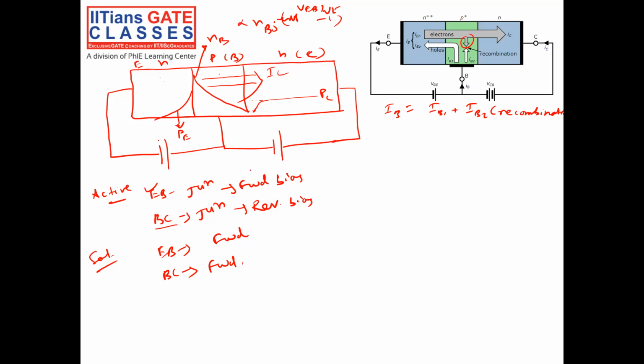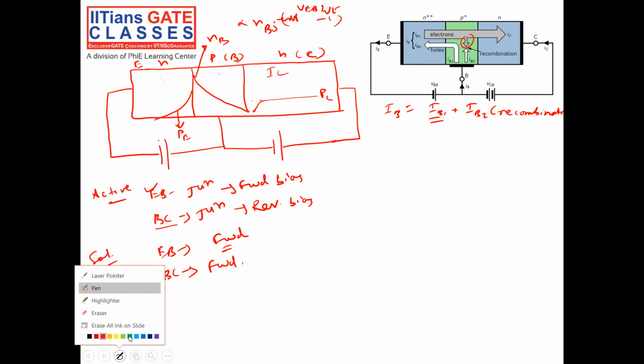So what will happen? You see, the carriers injected from emitter to base will remain the same because it is forward bias, same as previously. So the injection of carriers from emitter to base will remain the same, right? Similarly, the injection of current from base to emitter also will remain the same. So this will remain the same, and the injection also will remain the same. What will change? Let me change the color.